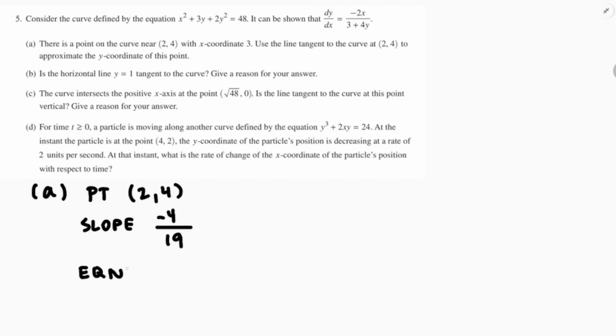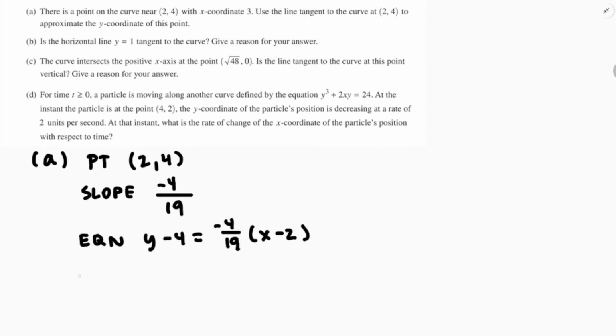My equation is going to be y minus 4 equals negative 4 over 19 times (x minus 2). And then my approximation, which I'll write down after that, is going to be y is approximately equal to 4 minus 4 over 19, because I've added the 4 to both sides, plugging in x equals 3. And because this is AP Calculus, we don't have to simplify our answer. We're going to stop right there. We're going to be satisfied with that approximation.